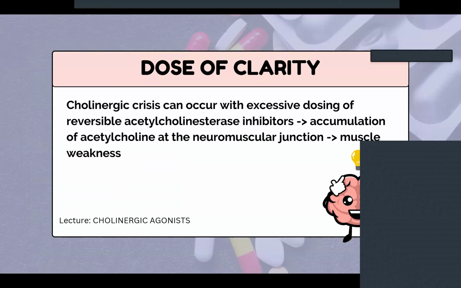Now, this can be challenging to distinguish from exacerbation of myasthenia gravis, but whenever a patient presents with paradoxical worsening of muscle strength, and because of increased doses of certain medication, it is cholinergic crisis. Is everything until now clear? Can we move to the next question?